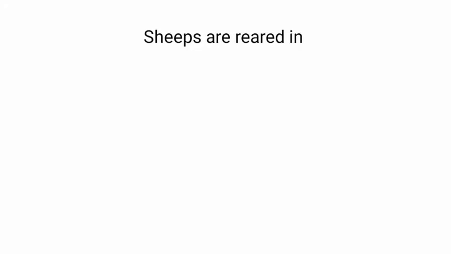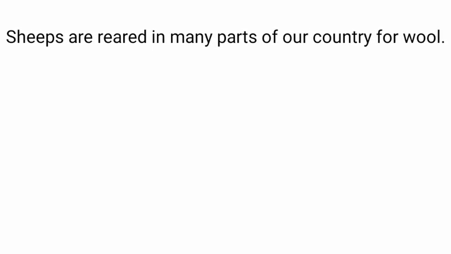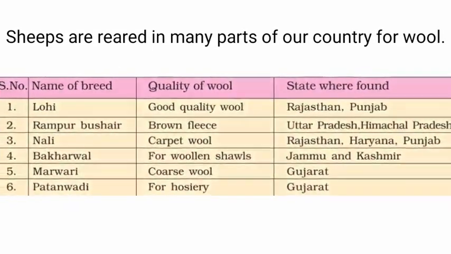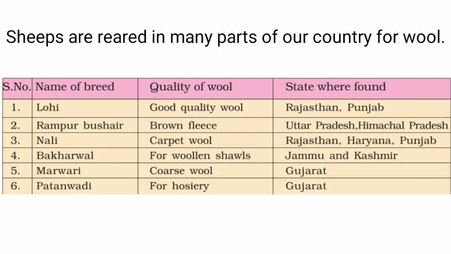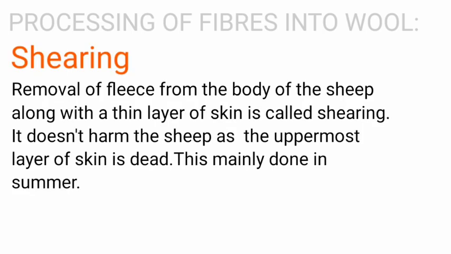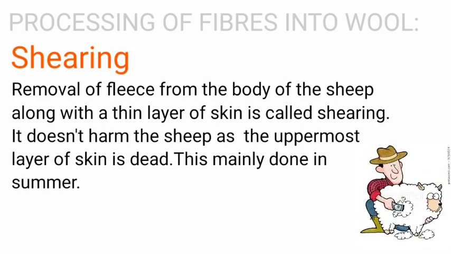Sheep are reared in many parts of our country for wool. Here in this table you can see different breeds of sheep, the quality of wool and the states where they are found. Processing of fibers into wool. The first step is shearing. Removal of fleece from the body of the sheep along with a thin layer of skin is called shearing.